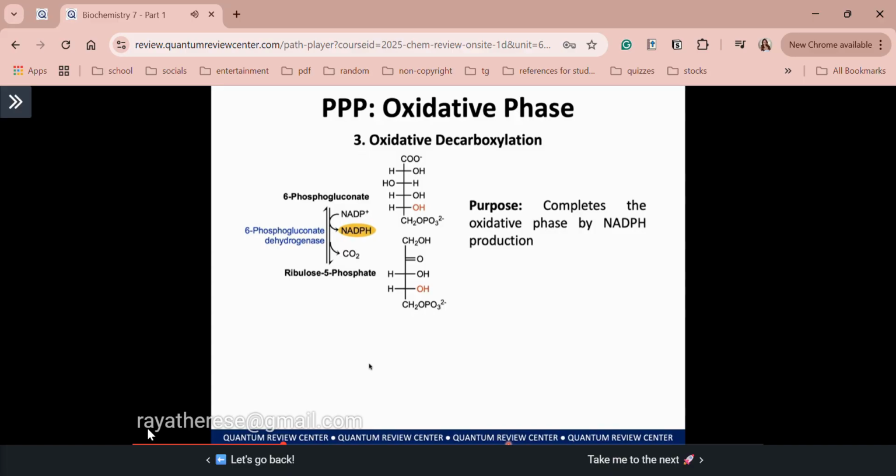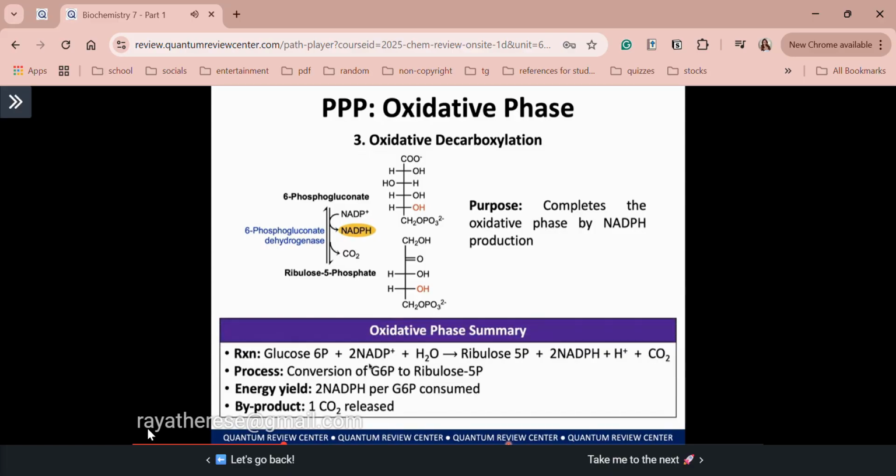But before we go on that topic, this is the summary of our oxidative phase. Again, from glucose 6-phosphate, we will convert it to ribulose 5-phosphate with production of 2 NADPH, our reducing equivalents. Alright, so class, for the process, conversion of G6P to ribulose 5-phosphate.